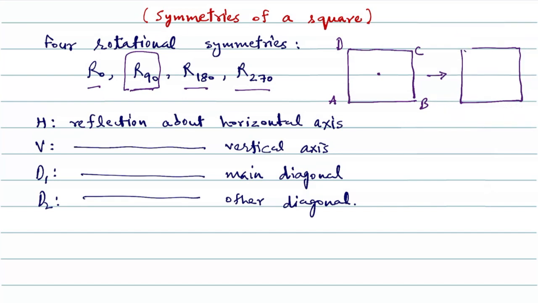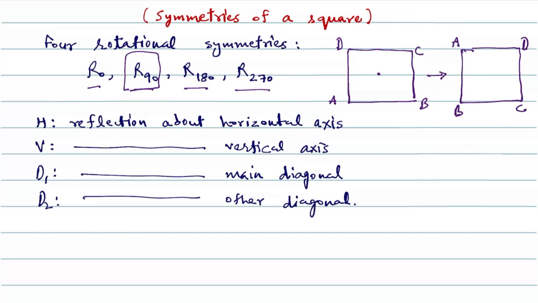In R180, ABCD changes to this square, A, B, C and D. This is R180. And in R270, ABCD changes to this square, A, B, C and D. So these are the four rotational symmetries of the square.